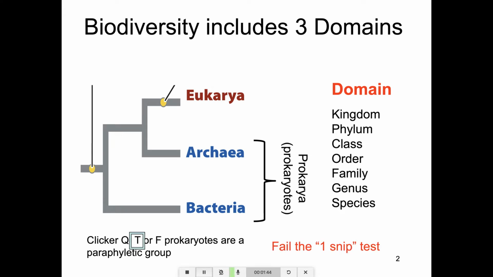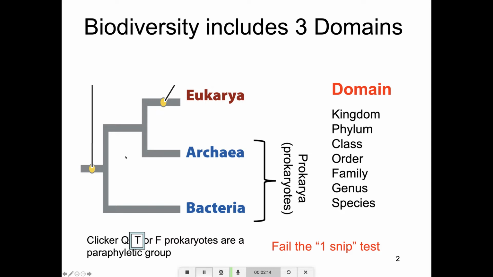If you said true, that they are a paraphyletic group, you were correct. So remember, a monophyletic group is two or more taxa, their common ancestor, and everything down the lineage from that common ancestor. So Eukarya and Archaea would be an example of a monophyletic group. If we snipped it right here, this would be a monophyletic group. Whereas a paraphyletic group is a group that doesn't pass the one snip test.